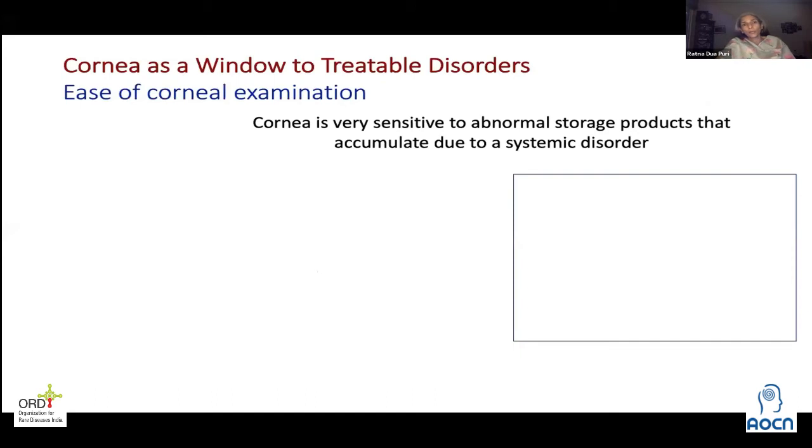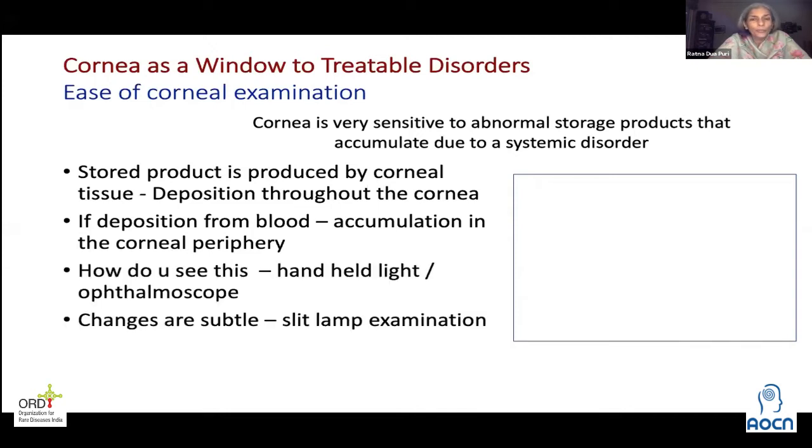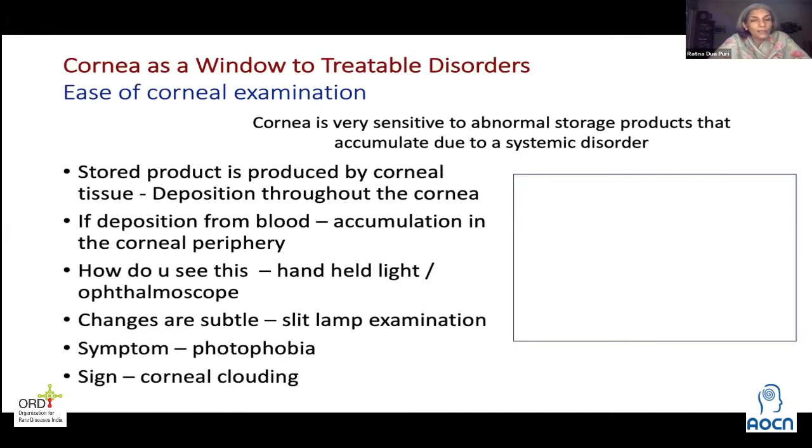So I start with the cornea, because the cornea is really a great example of a window to various disorders. Most of them have treatment, and the advantage is the ease of corneal examination. Now, in most of the storage disorders, the cornea is very sensitive to the abnormal product being stored. It could be generalized all over the cornea, or it could be in various parts. Specifically, if it's from the blood, it is in the periphery of the cornea. You would see this either with a torch or with an ophthalmoscope, and at times, if the changes are subtle, we need a slit lamp examination. Your symptom would be photophobia, and the sign is corneal clouding.